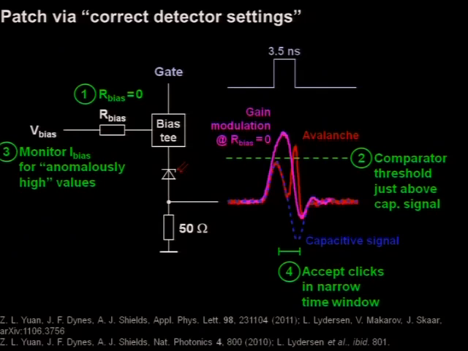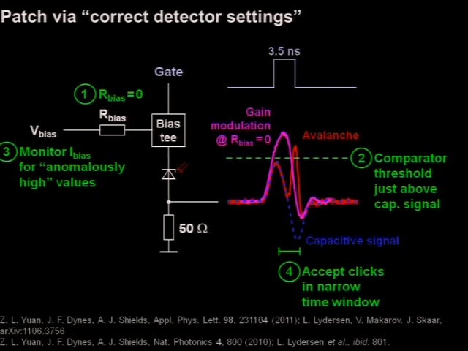Then the proposed set of countermeasures by this group is summarized here. You have to have the bias resistor at 0. You have to set the comparator threshold properly, just above the capacitive signal, not much higher. In addition, you have to monitor the current, because Eve can be smarter. She doesn't have to blind with continuous wave light. She can, for example, just switch off the blinding light just before the gate and switch it on again after. So there will be no pulse, but it will still cause excessive current consumption from the bias source. So monitor the bias current for anomalously high values. And the fourth countermeasure is that you only have to accept the clicks in a narrow time slot, a narrow time window about the same width as the gate. This is to prevent the after-gate attack, when Eve applies bright pulses after the gate.